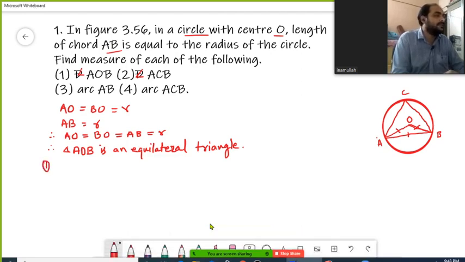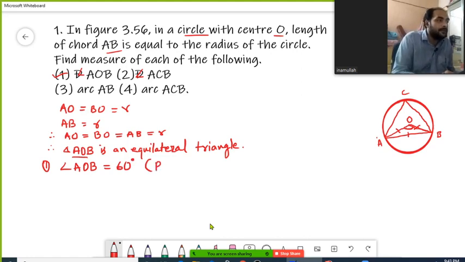So the first component which you need to calculate is angle AOB. We're talking about this angle, which is one of the angles of this equilateral triangle, right? So we can say angle AOB is 60°. And here you can give your reason: property of an equilateral triangle.